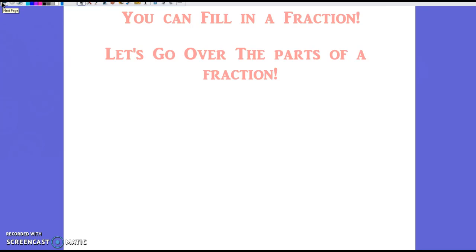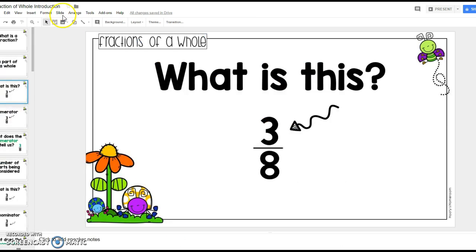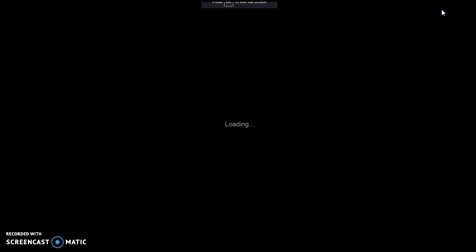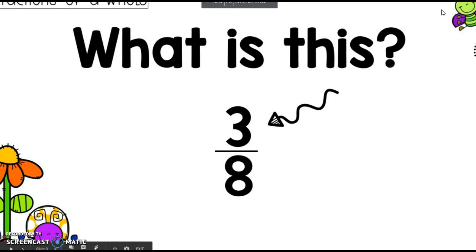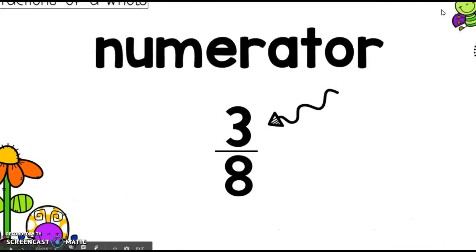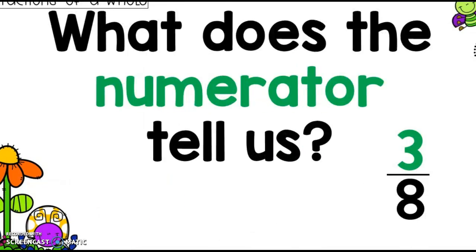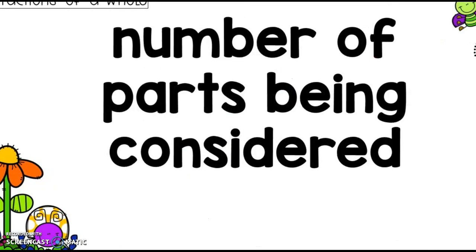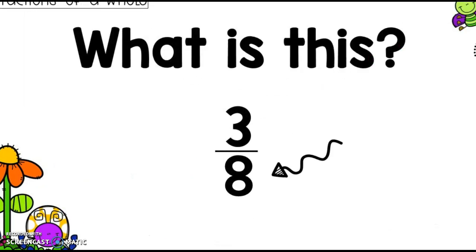So you can color the parts. So let's go over the parts of a fraction. It's very important we know what the numerator is and the denominator is so we can color in our fraction. Alright, so what is this top number? The top number is called a numerator. And a numerator tells us the number of parts being considered or number of parts being colored. So we're going to look at the numerator to tell us how many parts or pieces we need to color in.